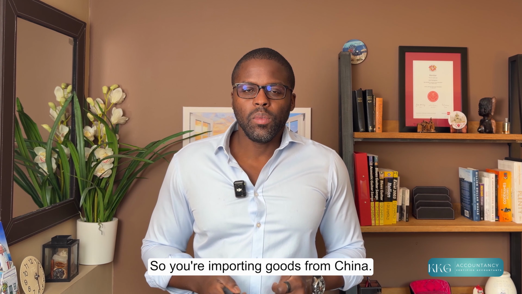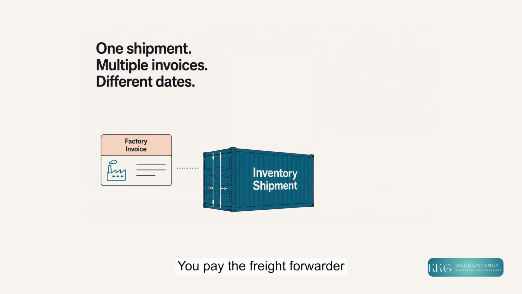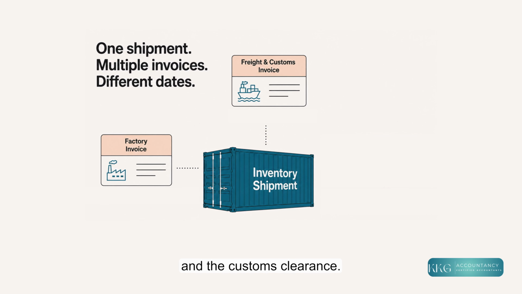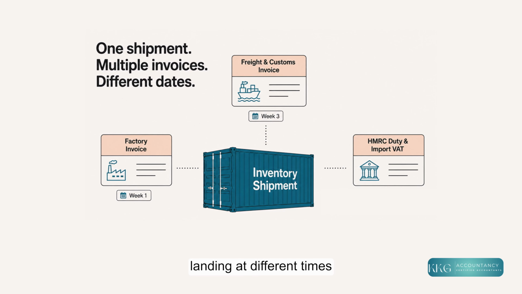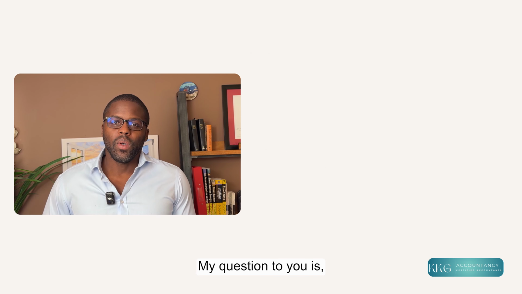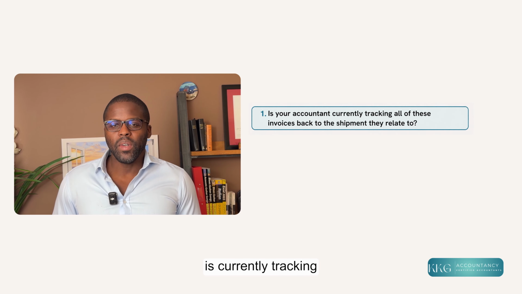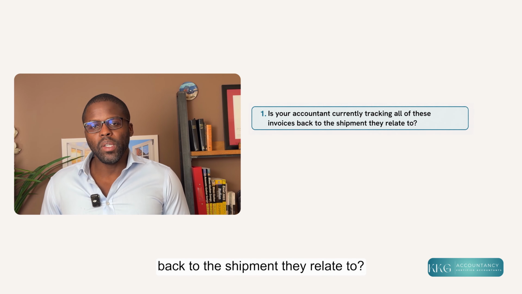So you're importing goods from China. You pay the factory for the goods, you pay the freight forwarder for the shipping and the customs clearance, and you pay HMRC for duty and import VAT. That's three different parties with different invoices landing at different times across a span of a few weeks. My question to you is, do you know whether your accountant is currently tracking all of these invoices back to the shipment they relate to?